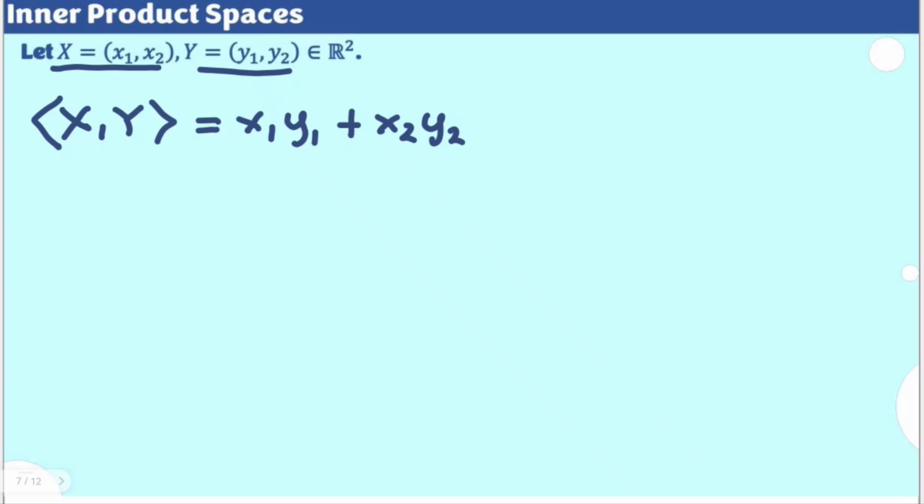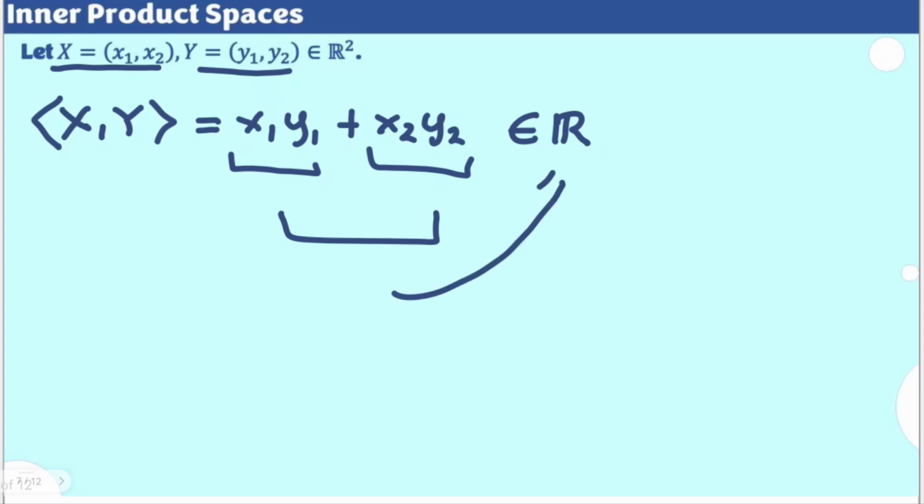This tells us that the inner product, or the result for the inner product space, is actually a scalar. Okay, an element of the real numbers, because these two are real numbers, and when multiplied, we will get a real number, same as this. And when we add real numbers, this will always be a real number.